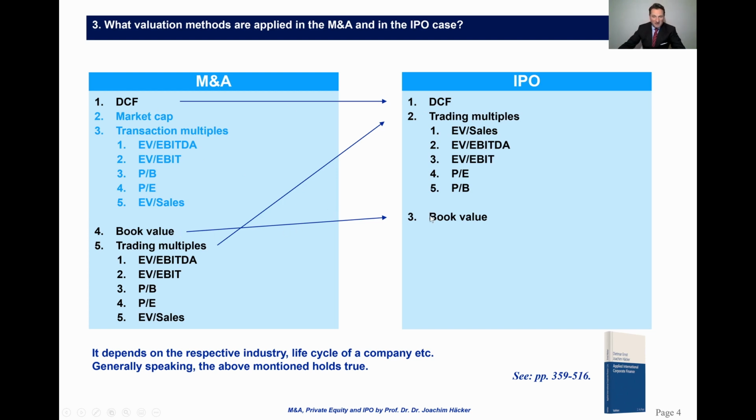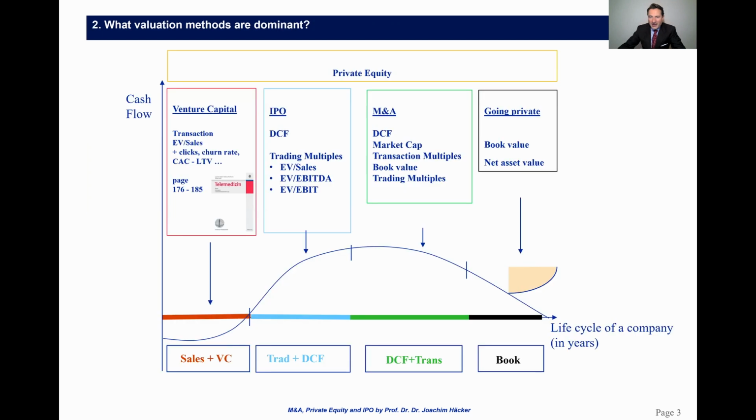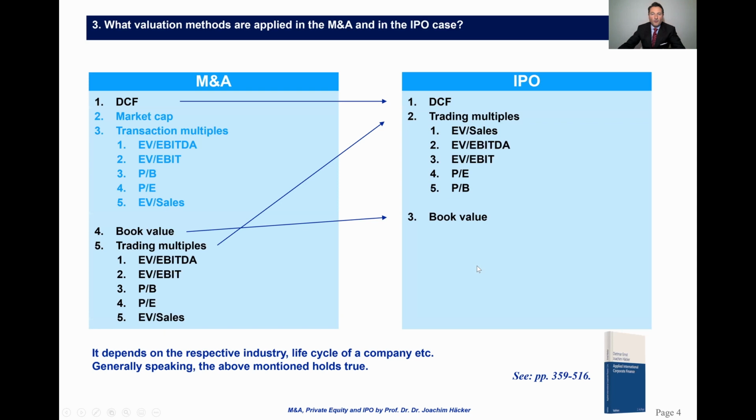The book value is the floor. So in an IPO case, it is rather not the core element, because as we saw here, we expect a price book to be significantly above 1 because we have a growth perspective in this phase. However, here might be some decline, and if we are at the end of phase 3, beginning of phase 4, the book value is really important. Therefore, the book value is more important in the M&A case compared to the IPO case. Furthermore, we see the trading multiples to be also important in the M&A case.